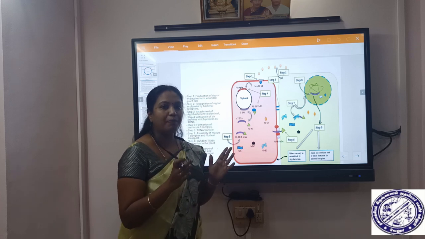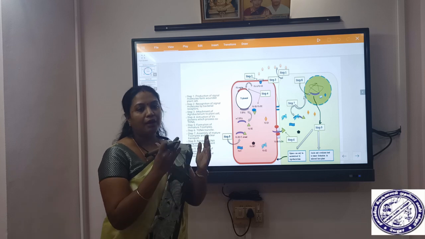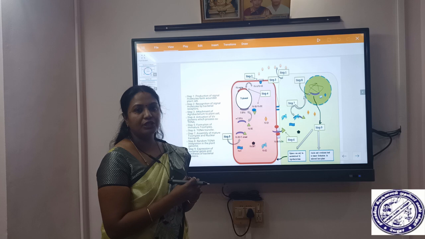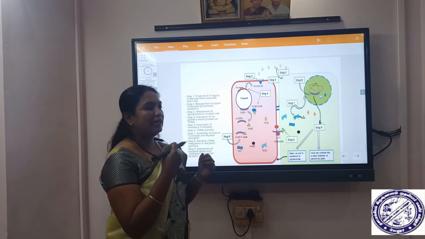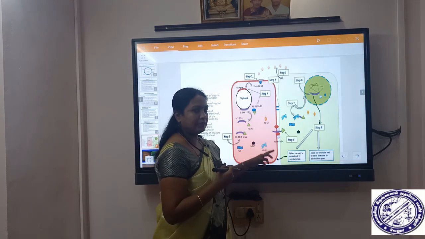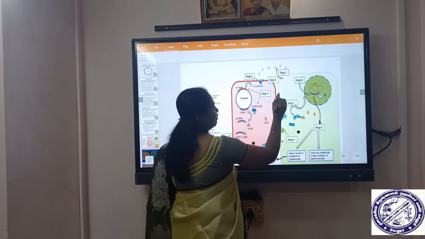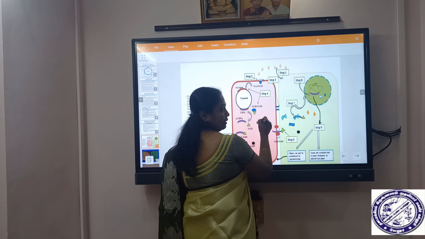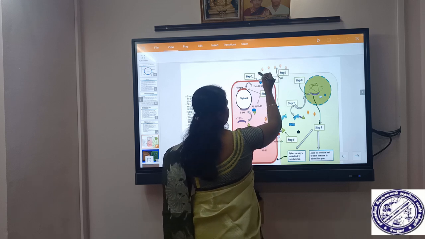Okay, so a normal plant generally will not develop or invite the agrobacterium tumefaciens. Only the wounded plant will invite. So this is a wounded plant cell. First thing is, from the wounded plant cell a signal will come to the bacterium. So this is the signal, that is step 1.